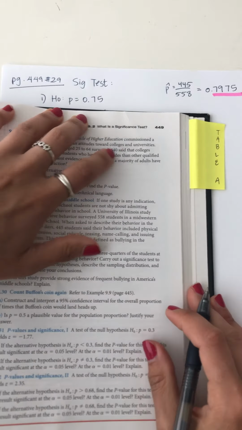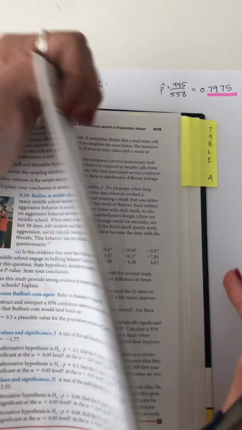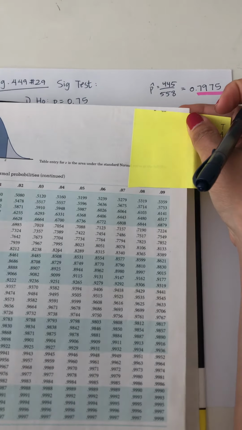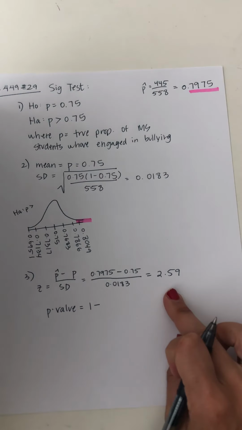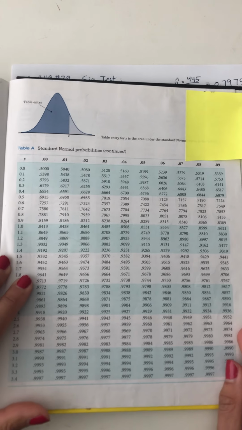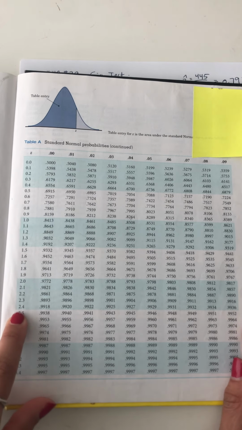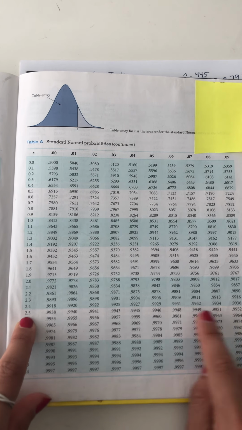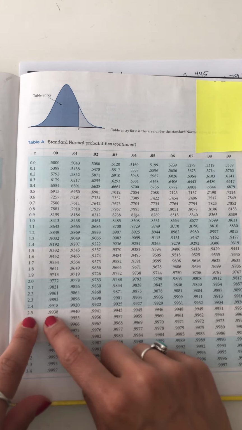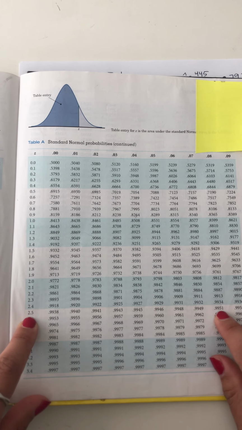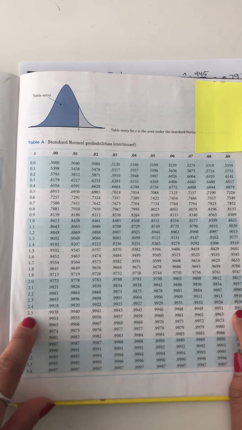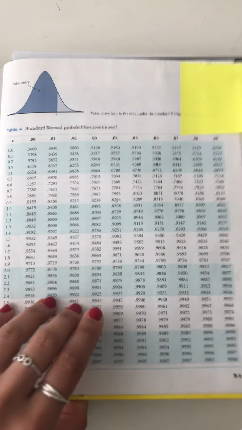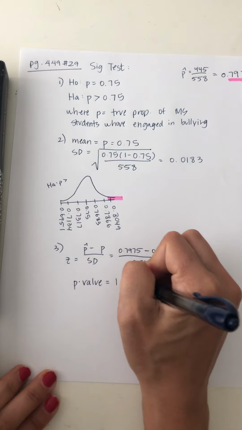Here's my textbook. I'm going to flip to the very back of the book. I'm going to flip to table A. We've got 2.59. So here's my table A. Here's 2.5. Next digit is 9. I'm going to swing all the way out to 9. So 2.5, swing all the way out to 9. I get 0.9952.